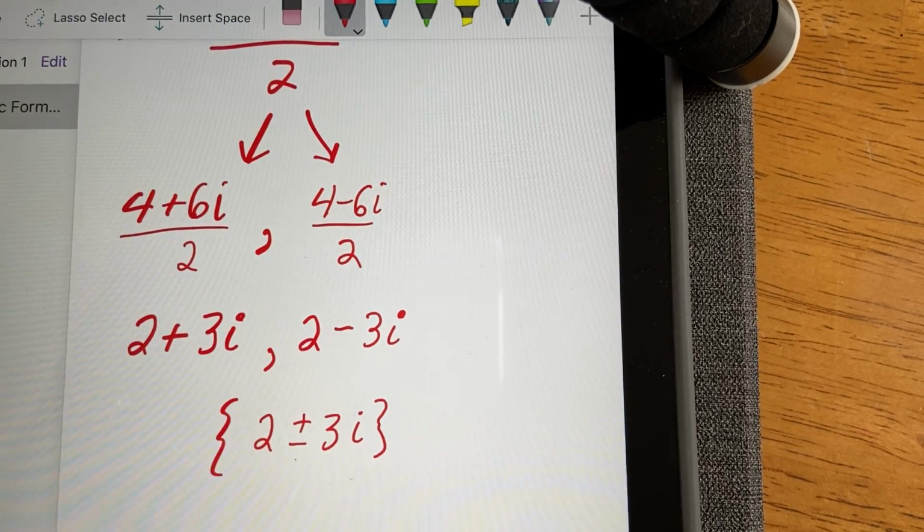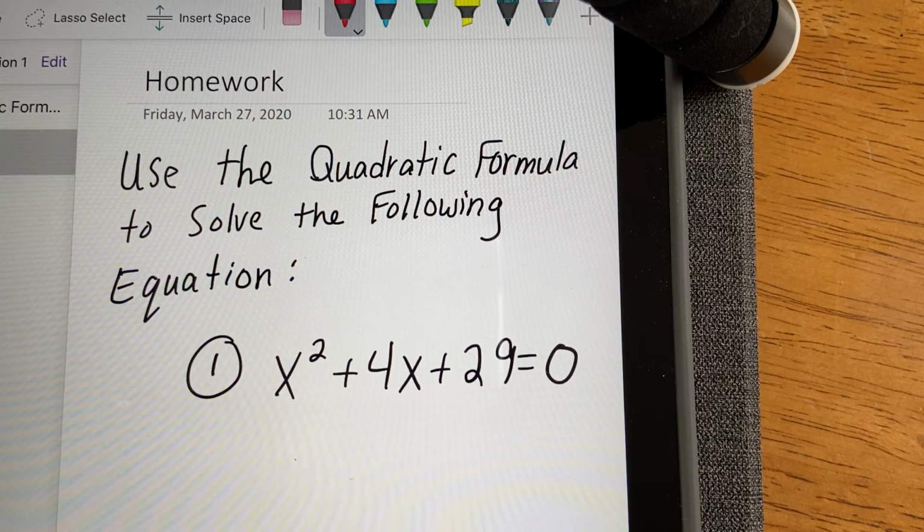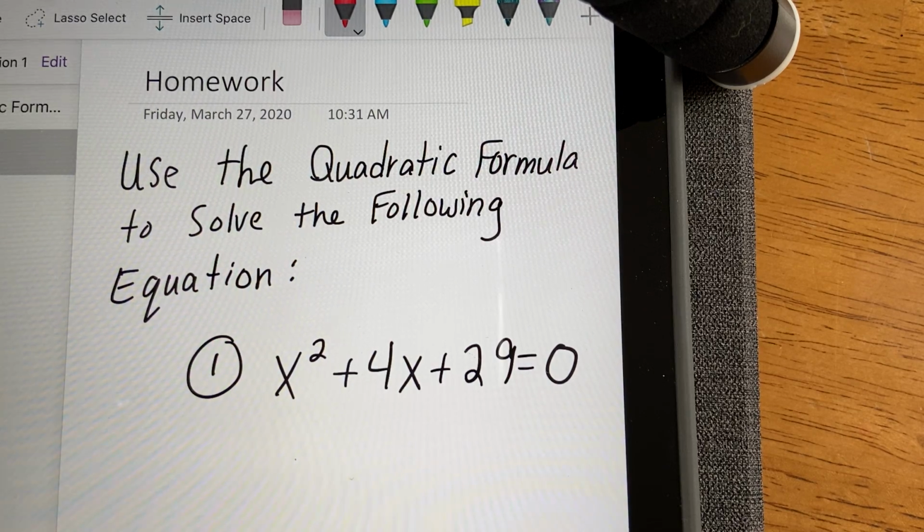So let's take a look at your homework problem. I've just got one problem for you to do for homework. You're going to use the quadratic formula to solve the following equation. X squared plus 4x plus 29 equals 0. And yes, there will be complex solutions for this.